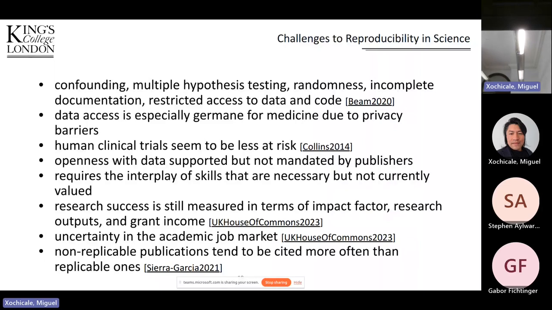From the surgical medicine point of view, data access is acceptable because, of course, data is sensitive. However, in human clinical trials, this problem is not that bad because they have plenty of documentation even before getting to running a study. And we are in a world where publishers are suggesting using openness, but it's not mandated. And of course, as we saw earlier in all the talks, it requires a lot of skills to make it open and share it. And this is very important because research success is still measured by different aspects that are not related to maintaining an open repository. And of course, there is even uncertainty in the job market, where we have postdocs who are moving constantly, and that of course makes it very, very difficult.